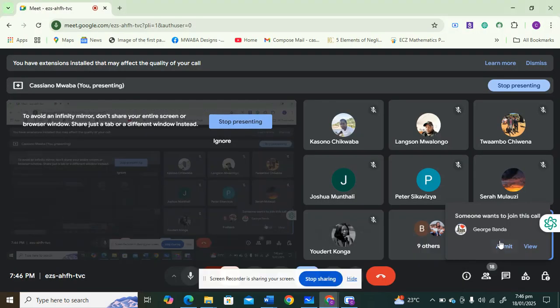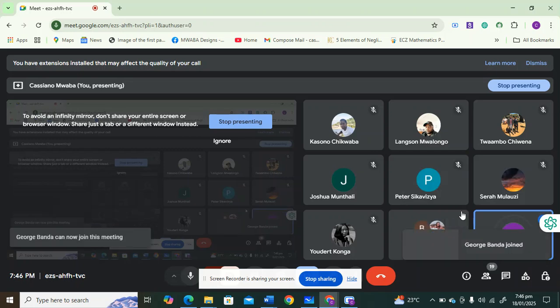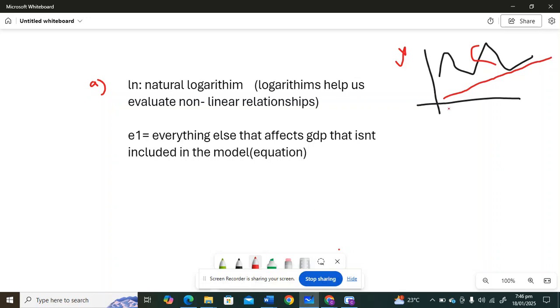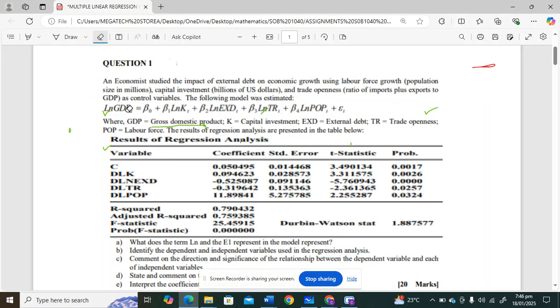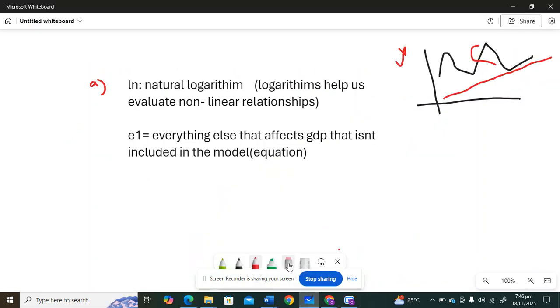The reason why we use natural logs in linear regression is because some relationships can be non-linear. For example, with this same equation, if we removed the natural logs and tried to plot it, you might get a graph like this black line which you can see here. All right, a non-linear line. Non-linear lines are hard to evaluate and interpret.